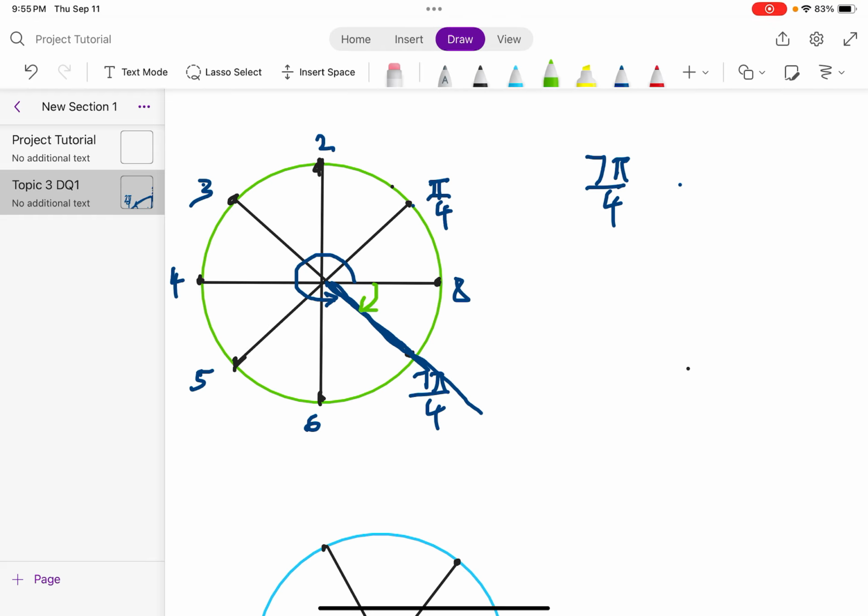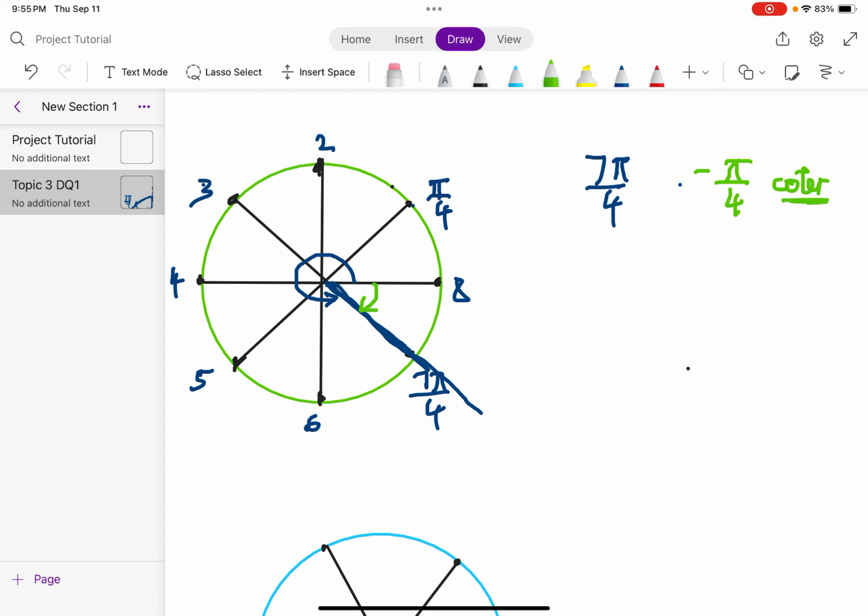How much rotation did I do? Well, remember, each of these is exactly pi fourth. So I only go 1 pi over 4, but I go in the clockwise direction. And clockwise direction is a negative angle. So therefore, 7 pi over 4 and negative pi over 4 are coterminal angles. Okay, that's how I found it.